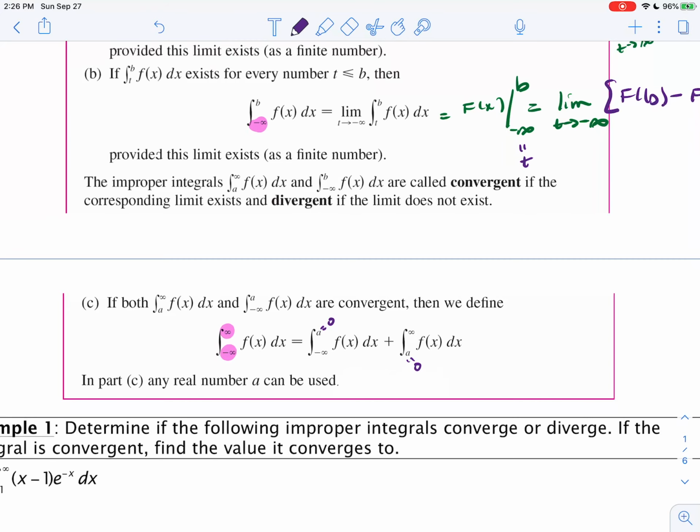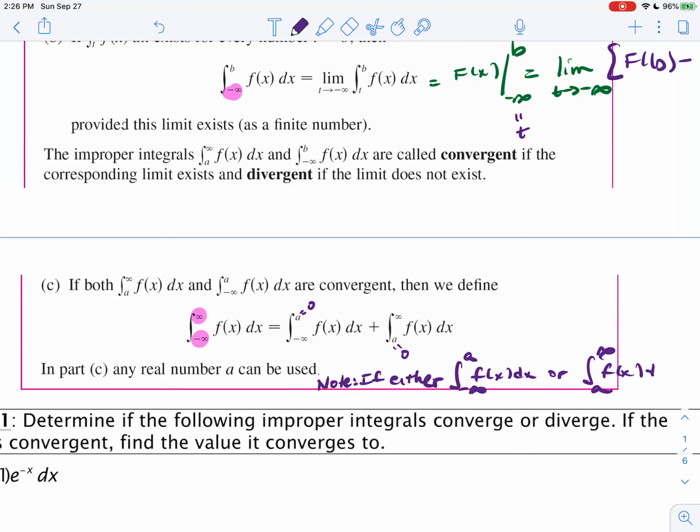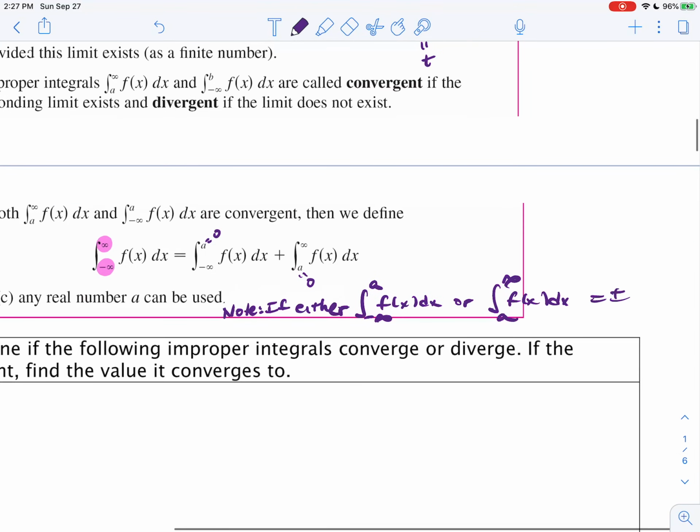And then, of course, you would return to part A and B, and just as a note, if either the integral from minus infinity to a of f of x dx, or the integral from a to infinity of f of x dx equals positive or negative infinity, we can conclude that the integral from minus infinity to positive infinity of f of x dx equals positive or negative infinity. In other words, it is divergent.